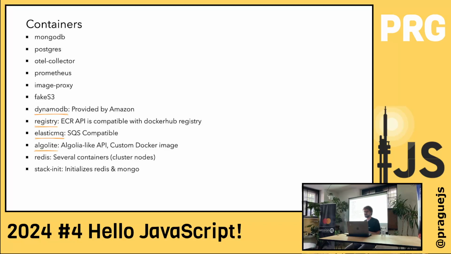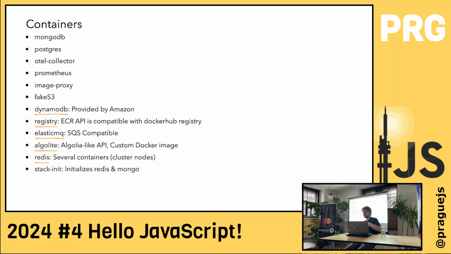Another example is that somebody created a fake service that emulates another popular service. Algolia is a search engine. Algolite is a clone of it that runs in a single process and has almost the same API. For this, we have a custom Docker image because it's just a Node library and doesn't have a Docker image, so we need to put it together ourselves.